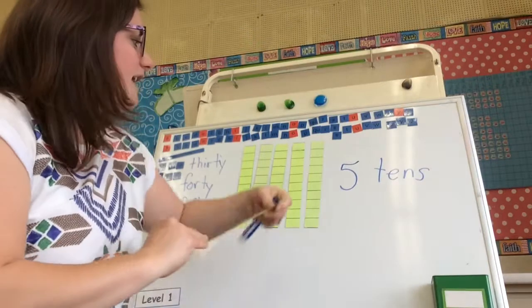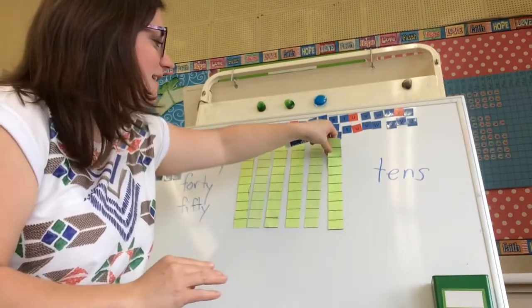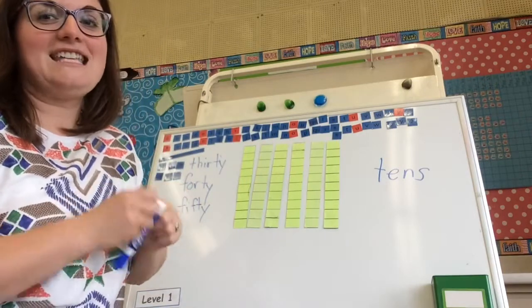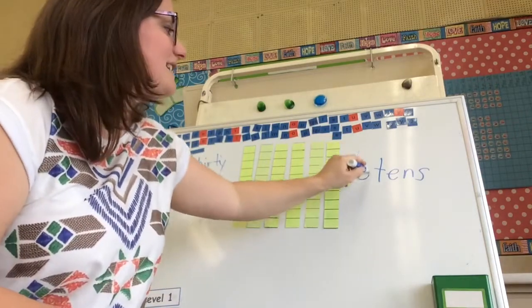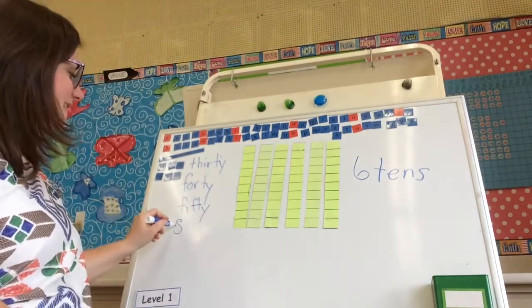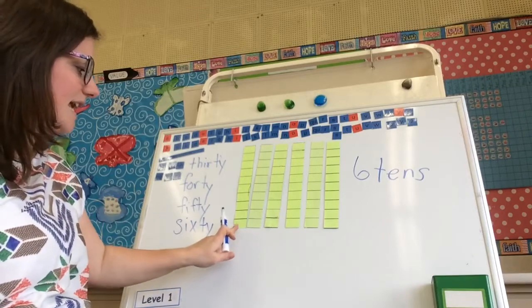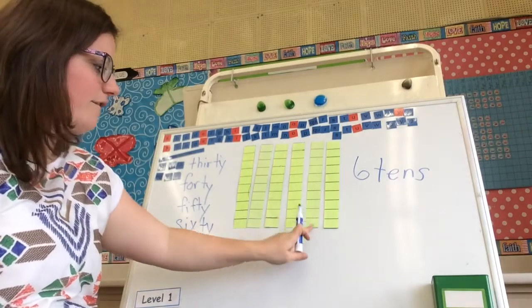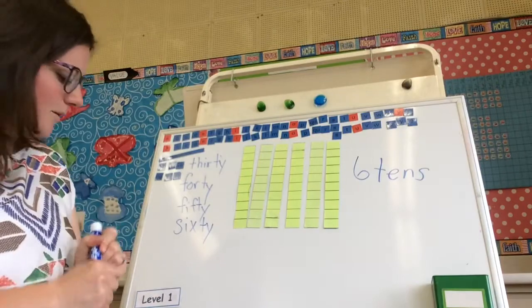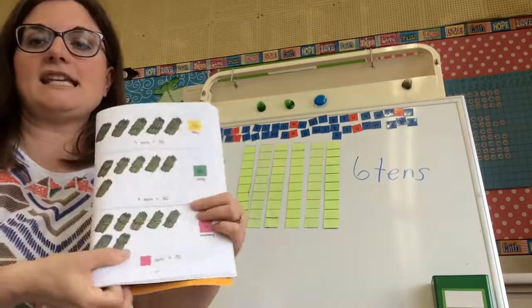And if I add another 10, how many do I have? I now have 6 tens. And that gives me which number? 60. 6 tens gives me 60 because I can count by tens. 10, 20, 30, 40, 50, 60. Okay? And as we keep going, we're going to keep going in our textbook.